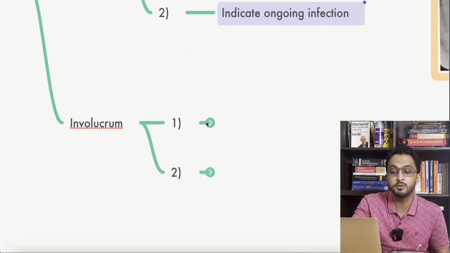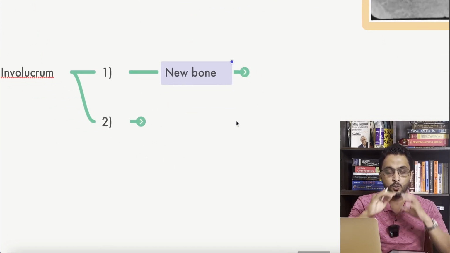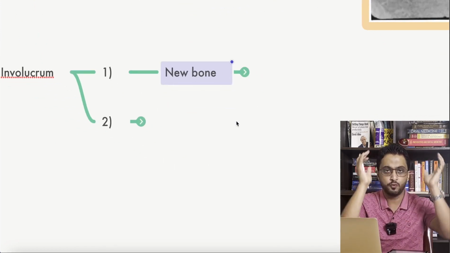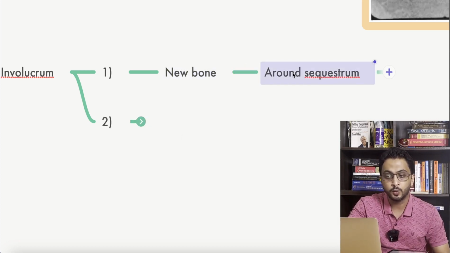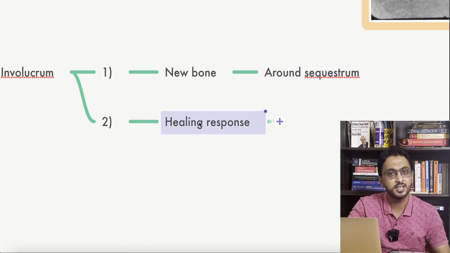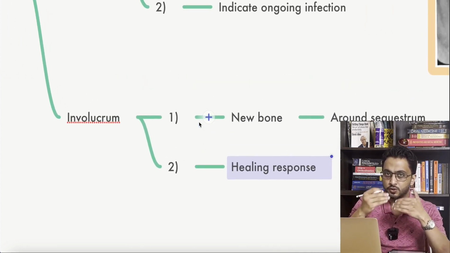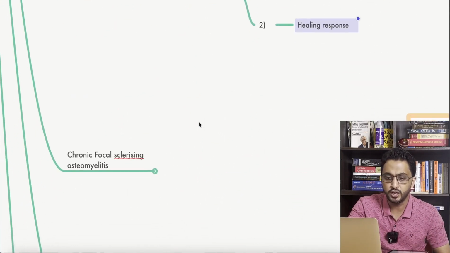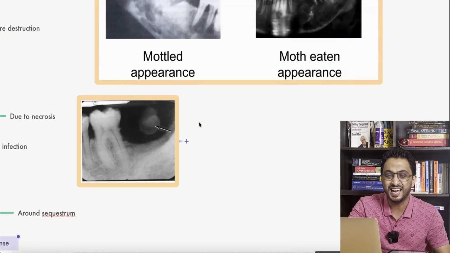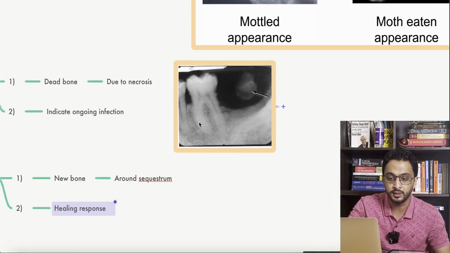Whereas involucrum is basically new bone, not dead bone. So around the sequestrum you form a new bone. That's called involucrum, and it indicates a healing process. If you have involucrum along with sequestrum, it shows a healing process. So it's a very important key point there. So that was chronic suppurative osteomyelitis: mottled appearance first, and moth-eaten appearance later.